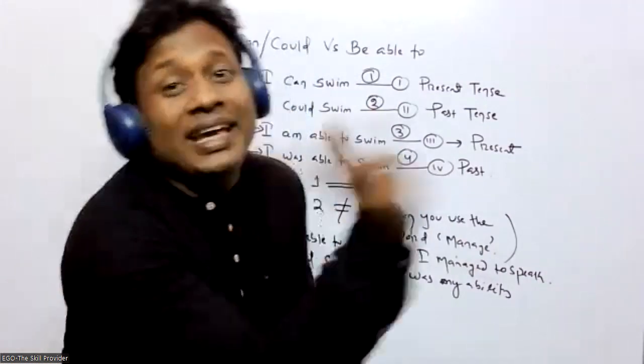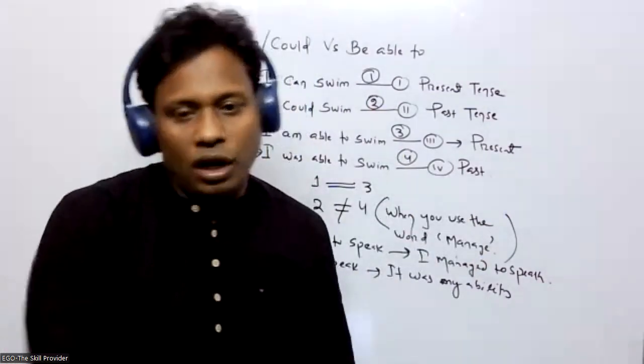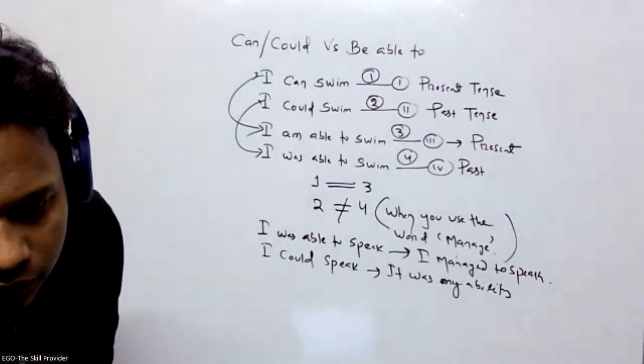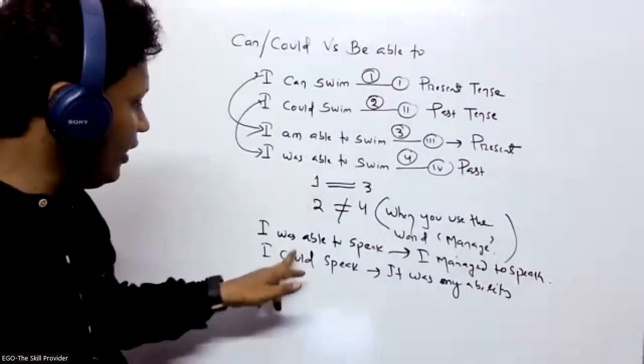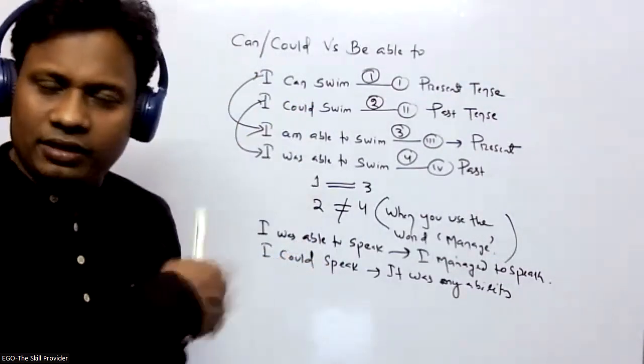You managed and it happened. This happens like that. Now this is clear to everybody? Clear? Did you understand? What is the difference between could and was able to? Yes or no? Ask me. Do you have any questions?